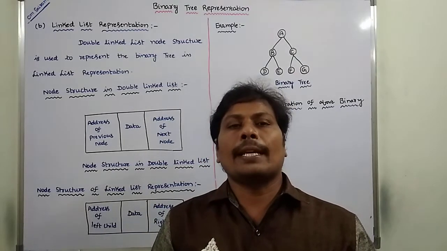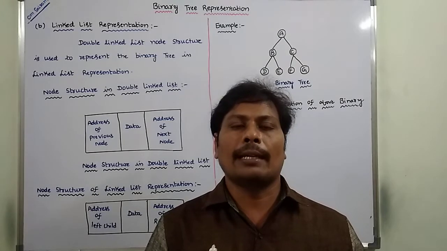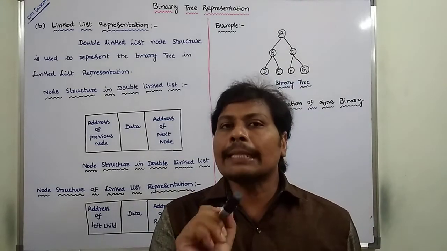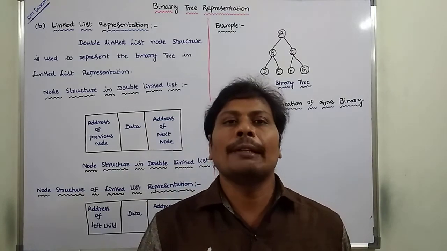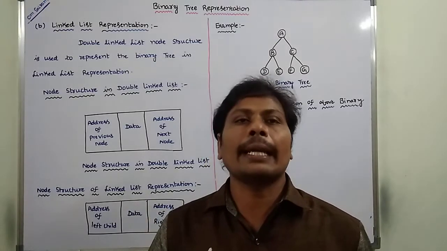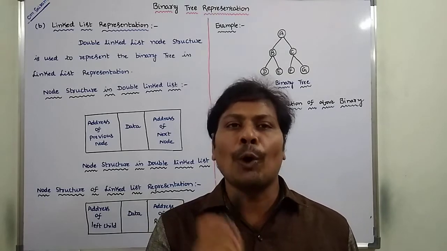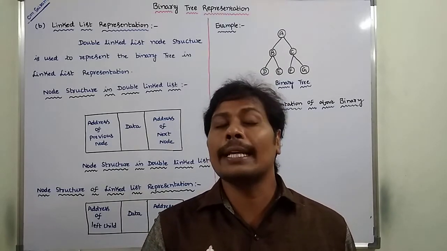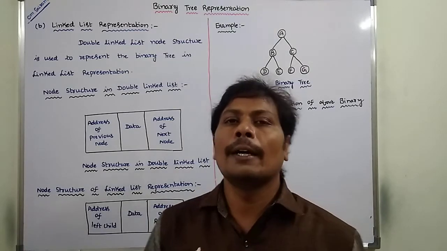Next representation for representing the binary tree is a linked list representation. For representing the binary tree in linked list representation, we have to use a double linked list. In the case of double linked list, each and every node can contain the node structure. This node structure can contain three parts.